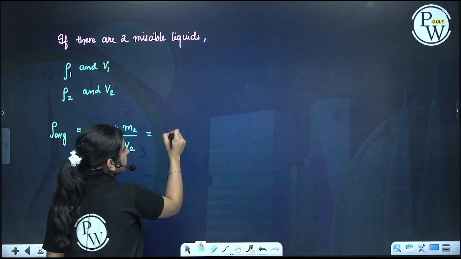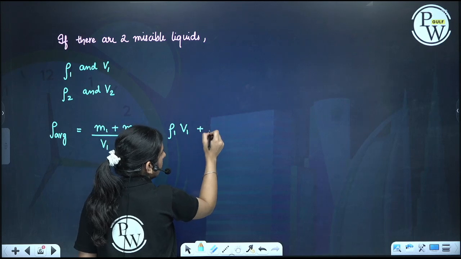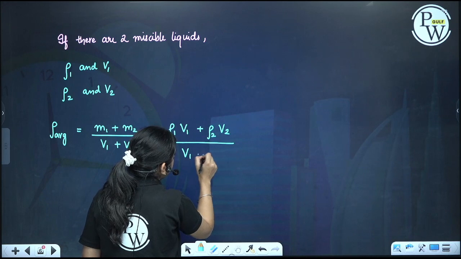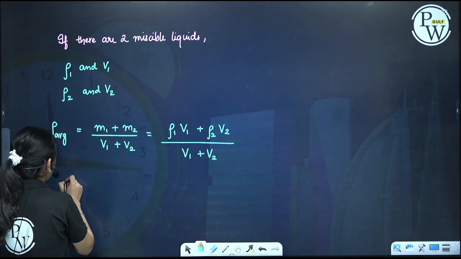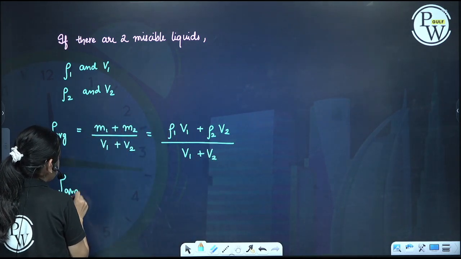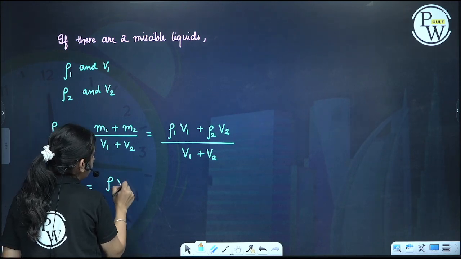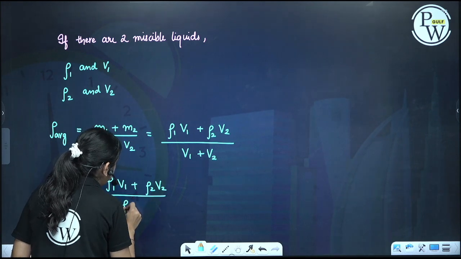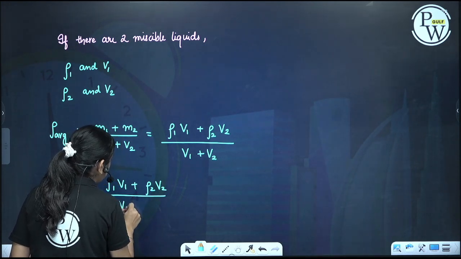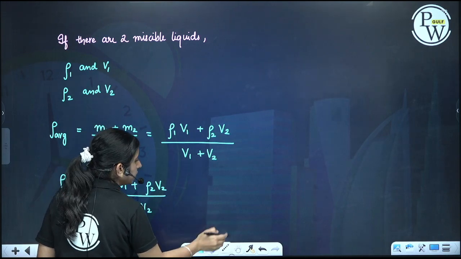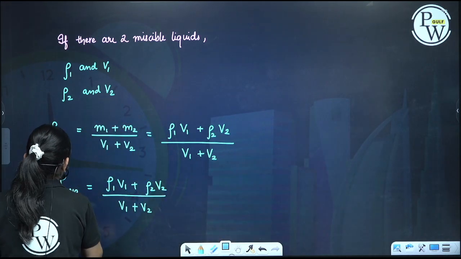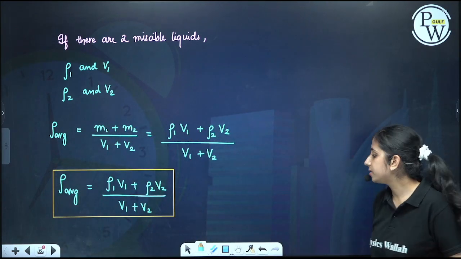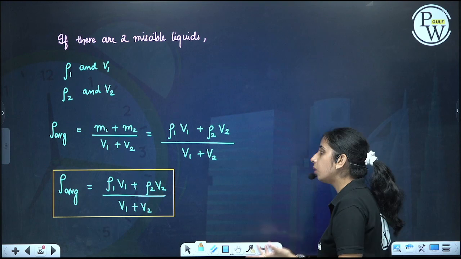We can write mass as density into volume. So mass of the first liquid will be ρ1 V1, and the second liquid will be ρ2 V2. From here our average density will come out to be (ρ1 V1 + ρ2 V2) divided by (V1 + V2). This is how we can find average density, by applying total mass divided by total volume.